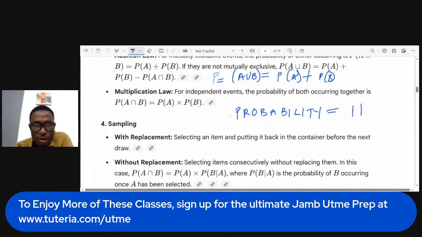Vowel. Now, in mathematics, it's very important you understand English also. If you don't understand English, it might be impossible for you to solve mathematics questions, especially word problem questions. Vowels are A, E, I, O, U, and all of that. So how many vowel letters can you see in the word probability?